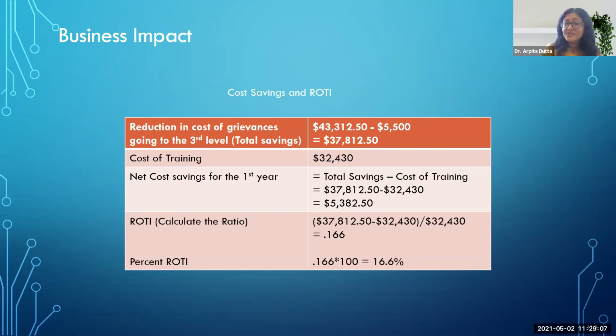Now, net cost saving for the first year: 37,812 minus the cost. This is the formula in ROTI also. So 5,382, you see. Are you getting the number? 5,382? Yes, ma'am. 5,382 divided by the cost, that is the ROTI formula. That is the ratio. Now we have to find out the percentage. So by 100, 16% roughly, 16.6%.